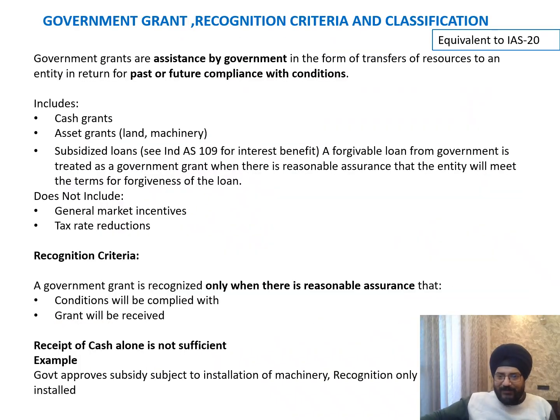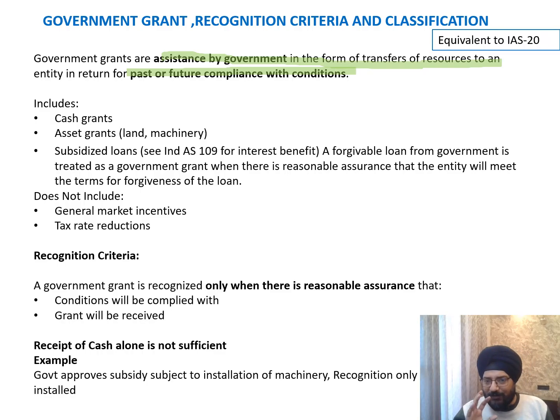Okay. Let's talk about the government grant recognition criteria and classification. Government grants are assistance by the government in the form of transfer of resources to an entity in return for past or future compliance with conditions. So what are those conditions? Typically, they depend on a case-to-case basis and upon the type of grant the government is granting, and that grant can be given to any kind of industry, any kind of entity. So that is subject to multiple conditions.